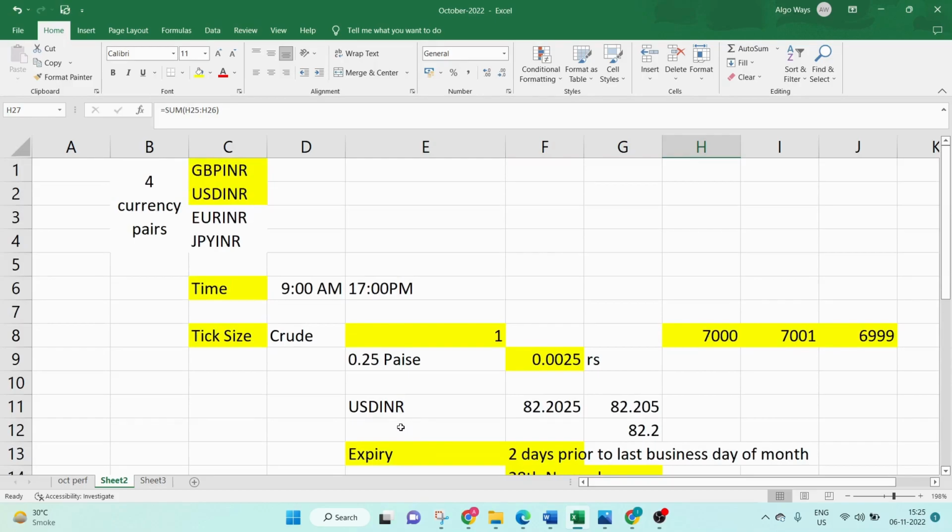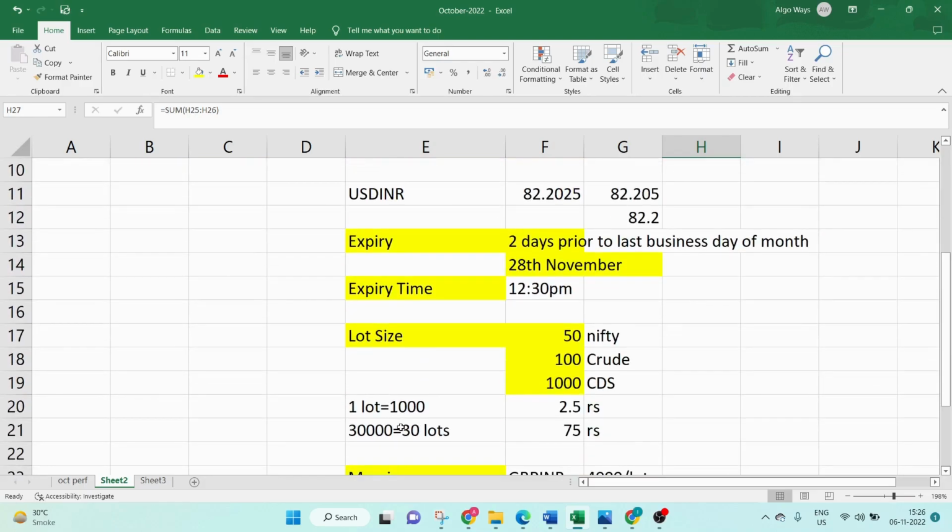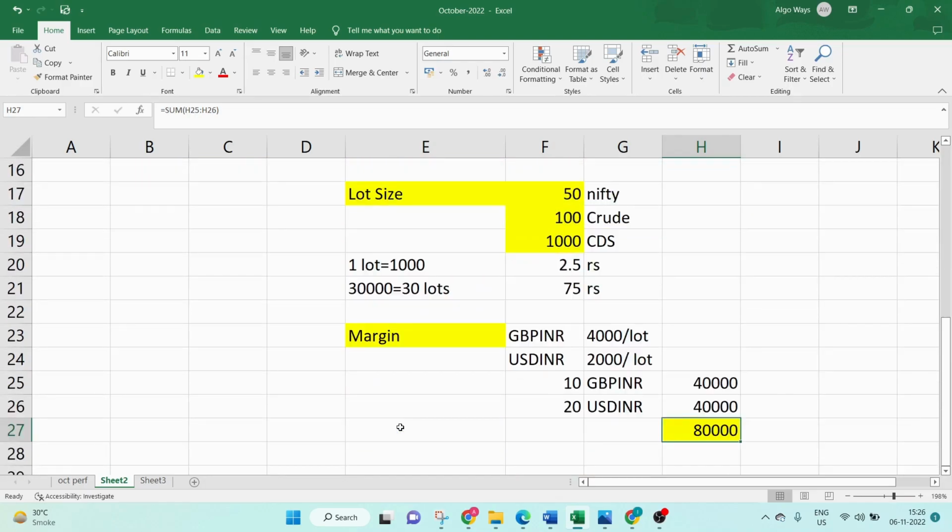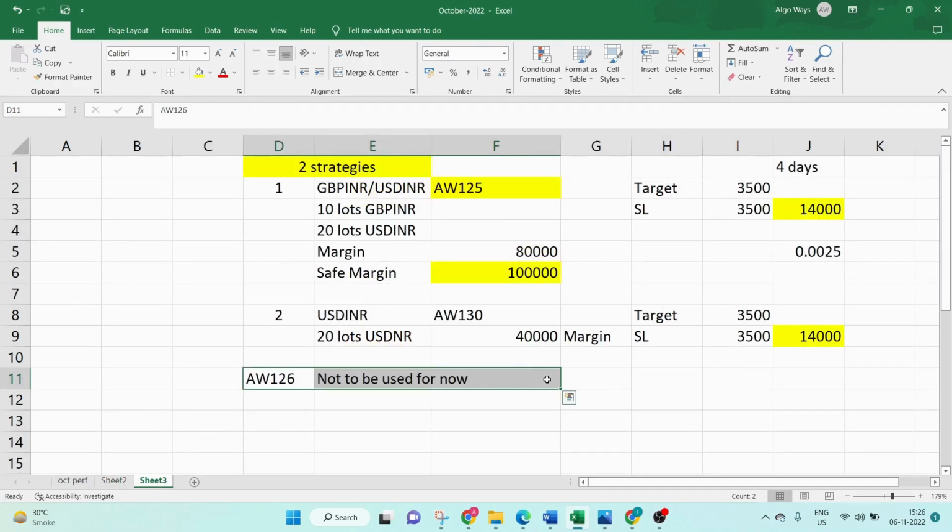So these are a few basic things about the CDS contracts. One should know all these things: market timings, the lot size, tick size, expiry time, margins, everything. And now let us move on to the two strategies of Algoways. In fact, we have 3 strategies, but one strategy we are not using as of now.